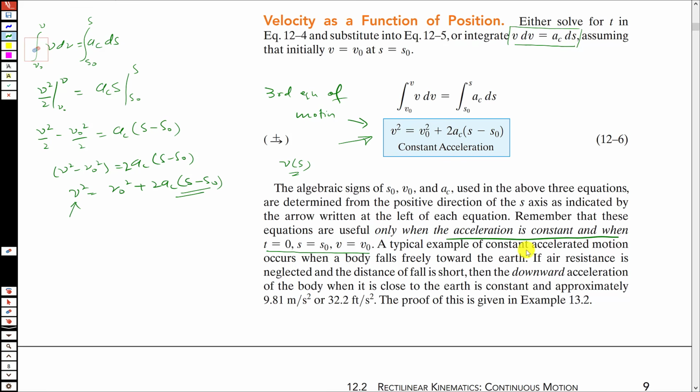The typical example of constant accelerated motion occurs when a body falls freely, right? Whenever a particle or a body falls freely, we can apply these three equations, because in that condition the particle is moving with downward acceleration, and that downward acceleration is constant, right? So for that particular case, we can use these three equations that we have just derived.